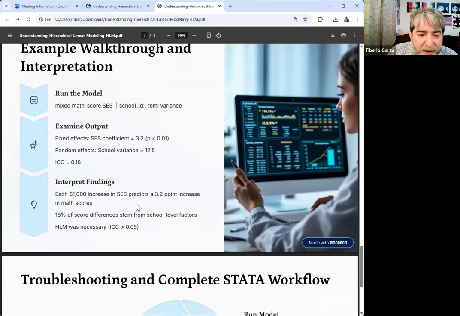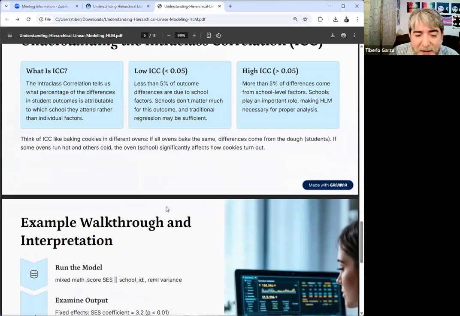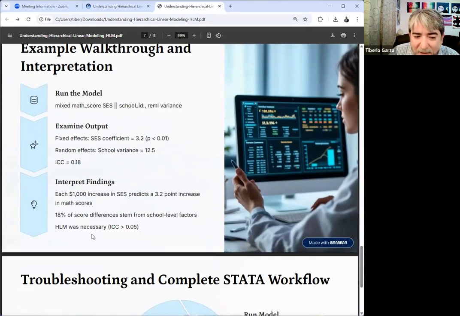The way we would see the results of this is each $1,000 increase in SES predicts a 3.2 point increase in math scores, just based on our coefficient values here. And 18% of score differences stem from school level factors. If we go back to the slide and use our 0.05 greater than or less than for ICC, this 0.18 helps us determine that, yes, there is a difference between the schools at the school level for these individuals. And so for that reason, HLM is necessary.